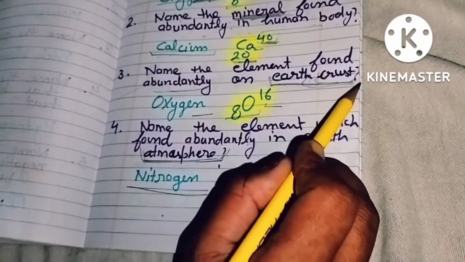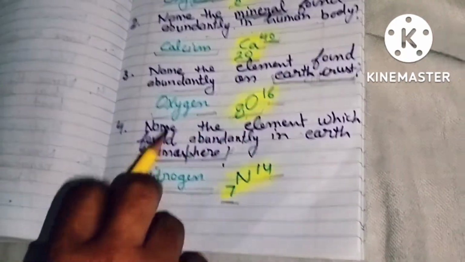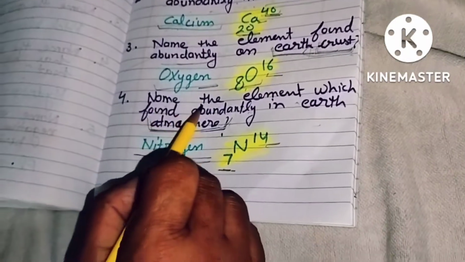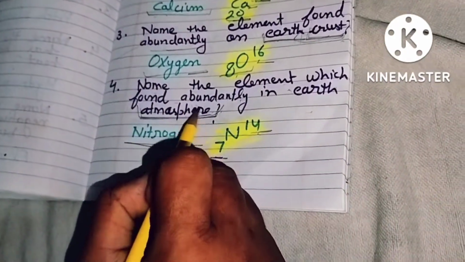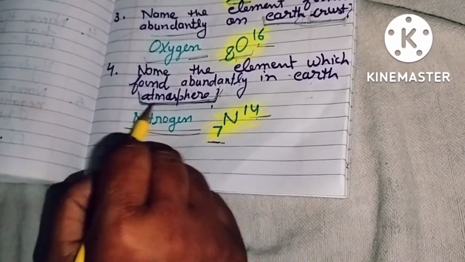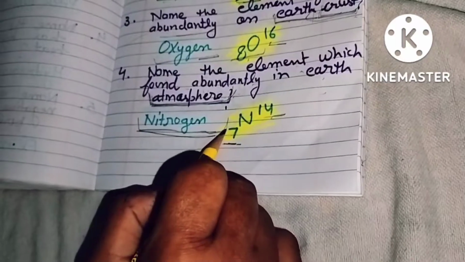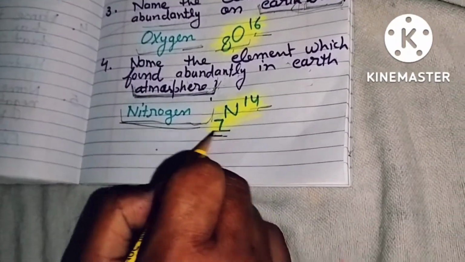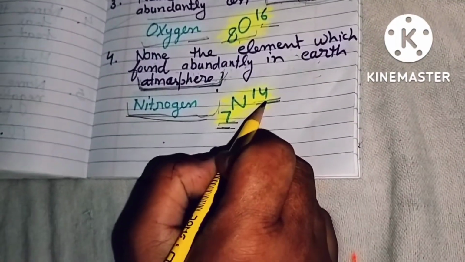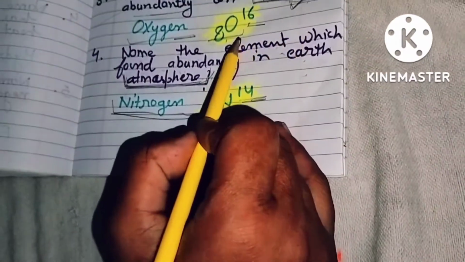Next, name the element found abundantly in the earth's crust. In the earth's crust, oxygen is the most abundant element. Next, name the element found abundantly in the earth's atmosphere. The most abundant element in the atmosphere is nitrogen, with atomic number 7 and mass 14. But in the earth's crust, the most abundant element is oxygen.